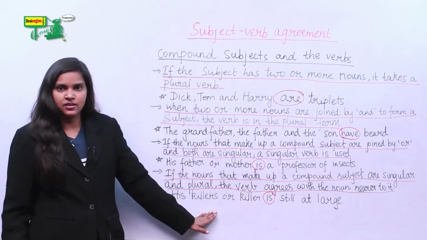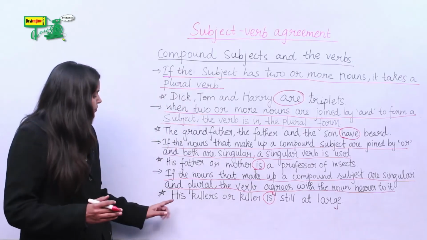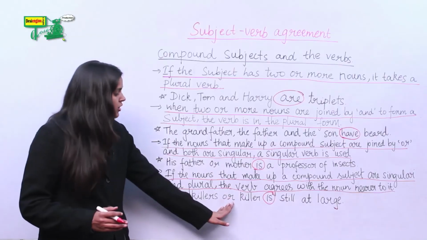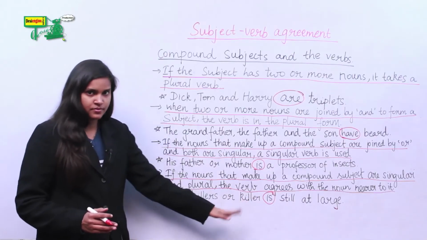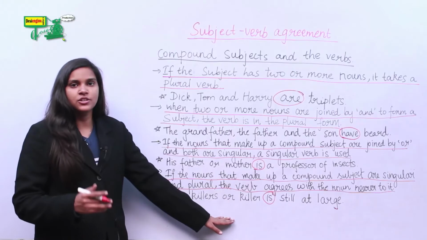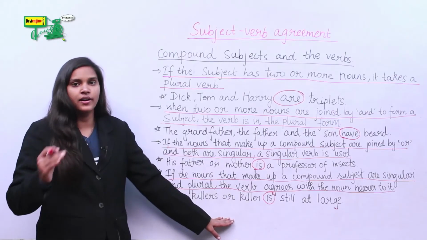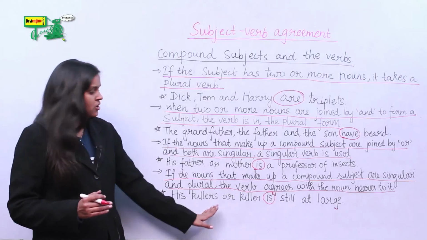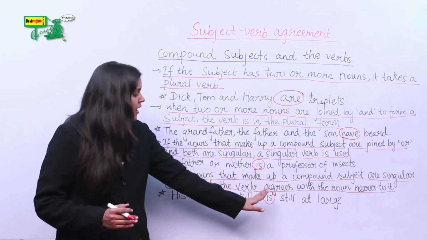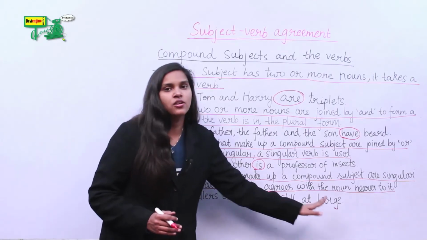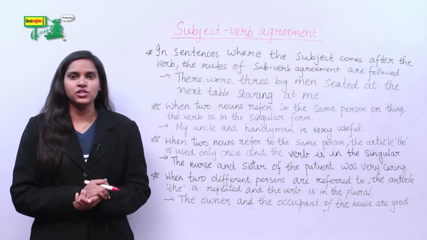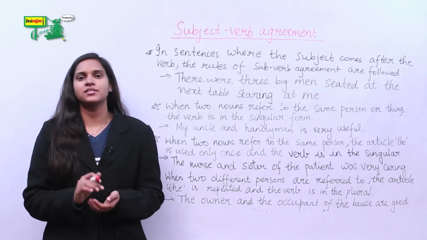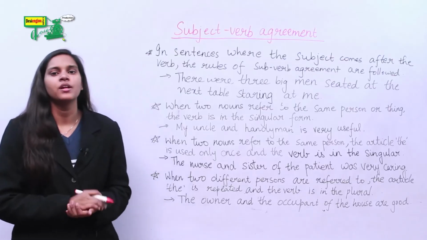If this sentence had been like, his killer or killers, then the verb that would have been used is are. So the sentence would have become, his killer or killers are still at large. There are a few other rules worth remembering in a subject-verb agreement topic.